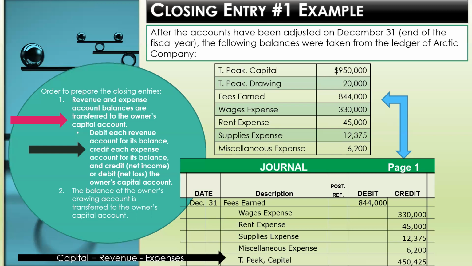How do I get the capital? Well, capital equals revenue minus expenses. Here, the revenue was fees earned, and then you have your expenses: wages expense, rent expense, supplies expense, and miscellaneous expense.